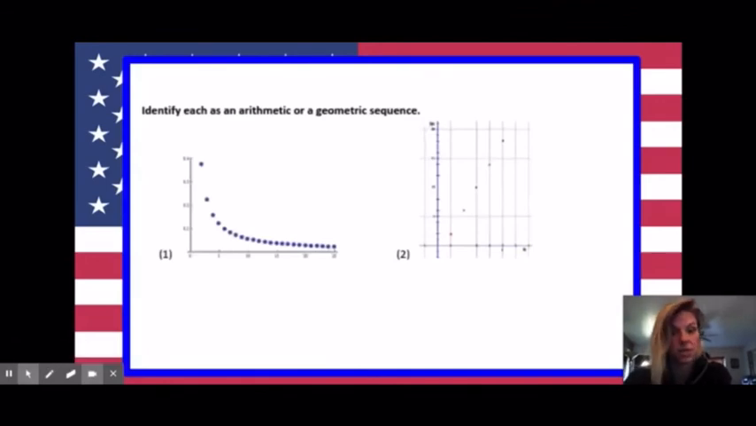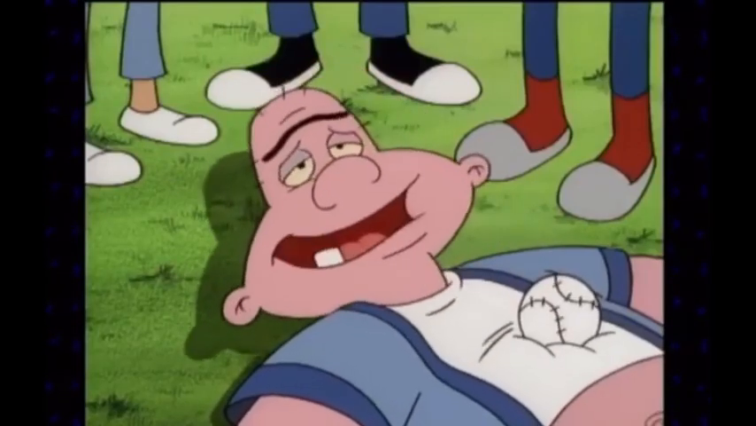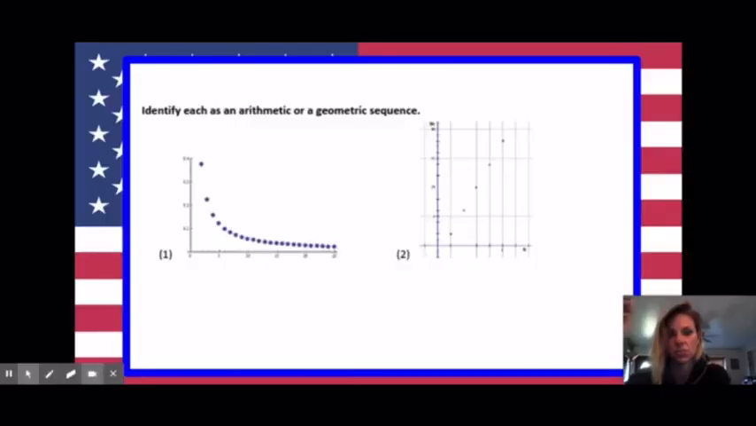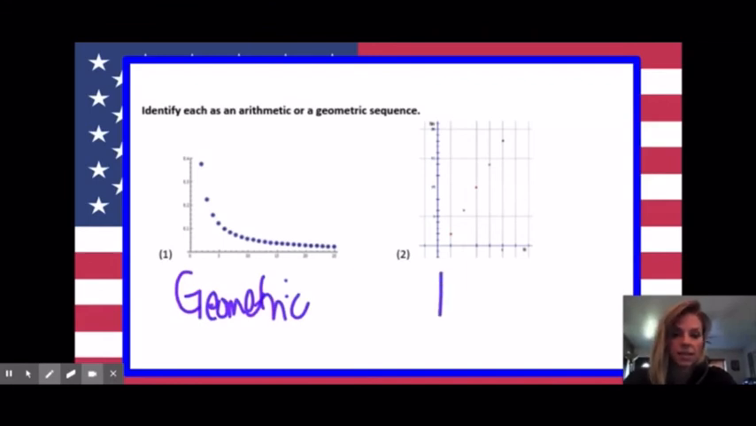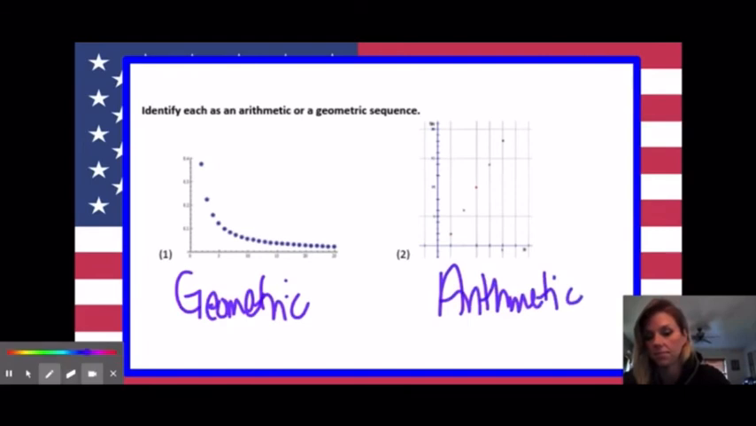Let's look at this one. Nice and easy. Easy squeezy lemon peasy. This just wants us to know, is it arithmetic or geometric by looking at it? Well, number one is clearly not a line. It's an exponential function if you connected the points. So this is a geometric sequence. In number two, if I connected those points, it clearly would be a line. So this is arithmetic, or A. Easy.